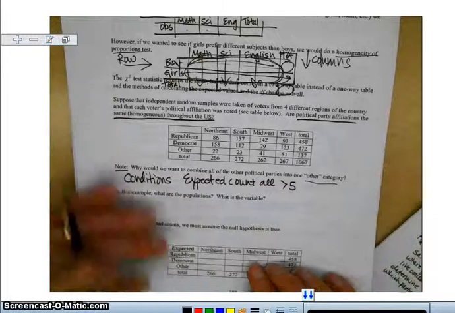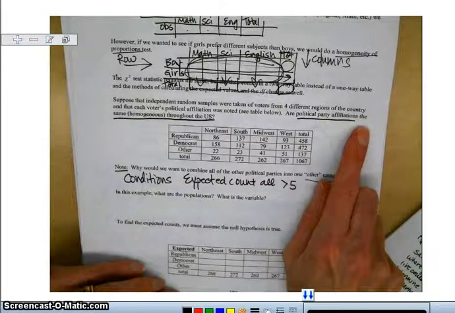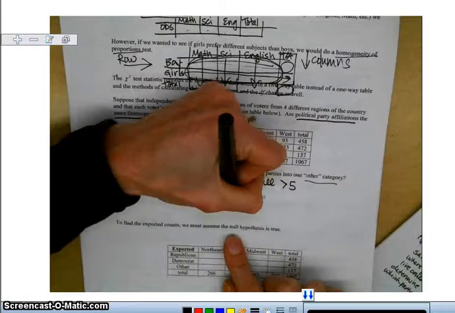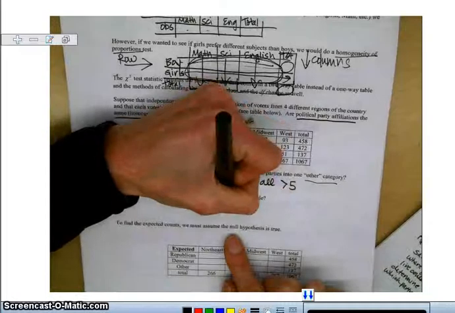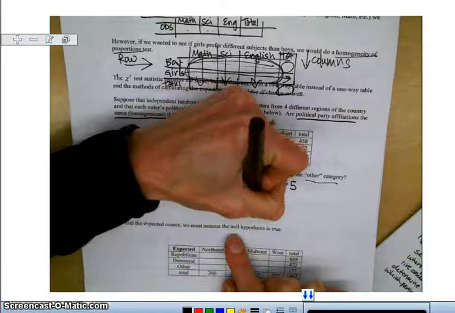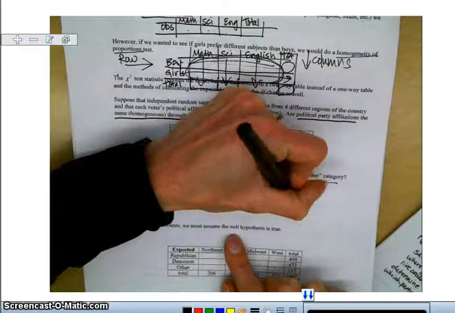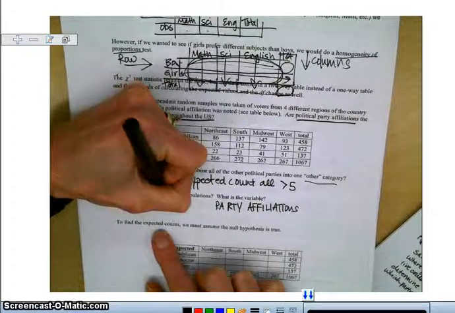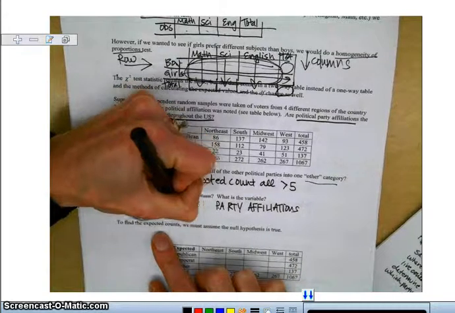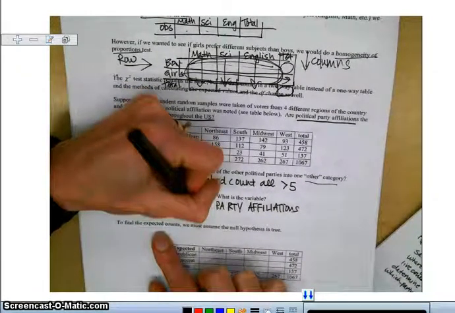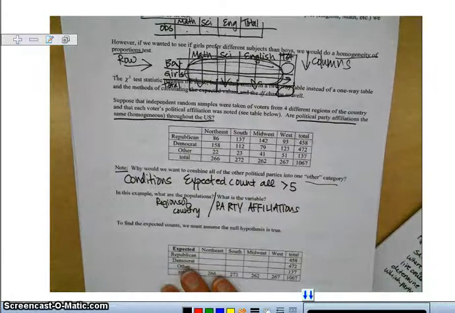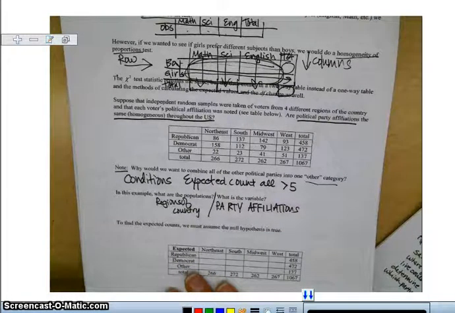So in this example, what are the populations and what is the variable? The populations are the different regions of the country, because they want to know if political party affiliations are the same throughout the U.S. The variable that we care about is the political party affiliation. So the variable is the party affiliations, and the populations are the regions of the country. It's important that you can differentiate between the populations and the variable when we talk about independence later on.